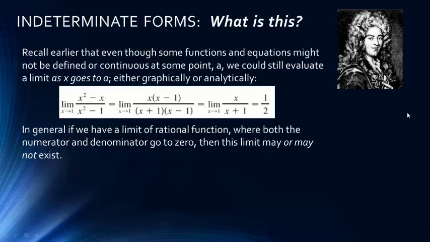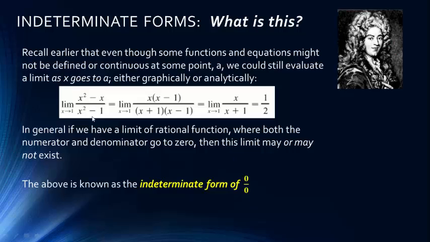So in general, if we have a limit of a rational function where both the numerator and denominator go to 0, notice that is the case here. If I plug in 1 in the numerator, I also get 0. 1 squared is 1 minus 1. When we have the case where both the numerator and denominator go to 0, again as we have up here, then this limit may or may not exist. And this is the first indeterminate form. So again, the indeterminate form here is 0 over 0.